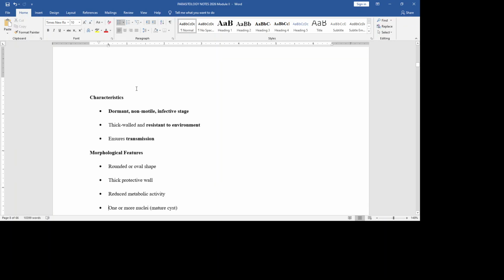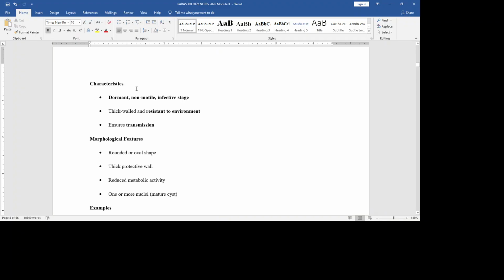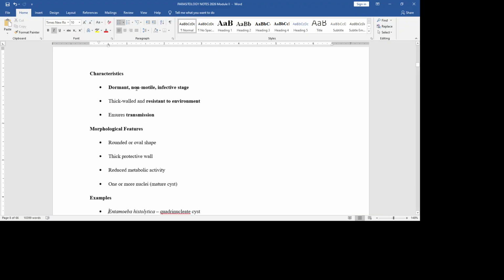They have a very thick protective wall, and because they are dormant, they have greatly reduced metabolic activity. Besides that, they may have one or more nuclei, and the younger the cyst, the fewer the nuclei. As it matures, most of them contain 4 nuclei, hence quadrinucleate cyst, or some may have 2 nuclei. But basically, they have multiple nuclei once they are mature.